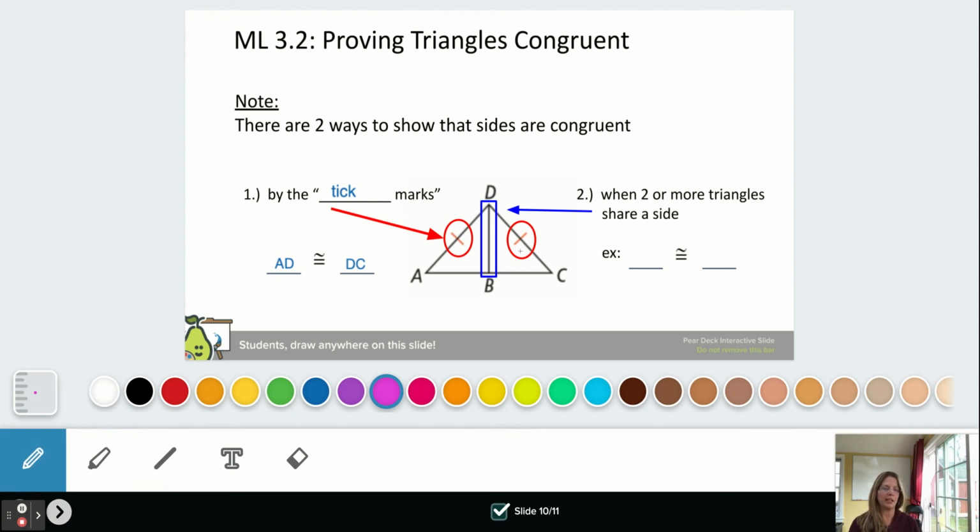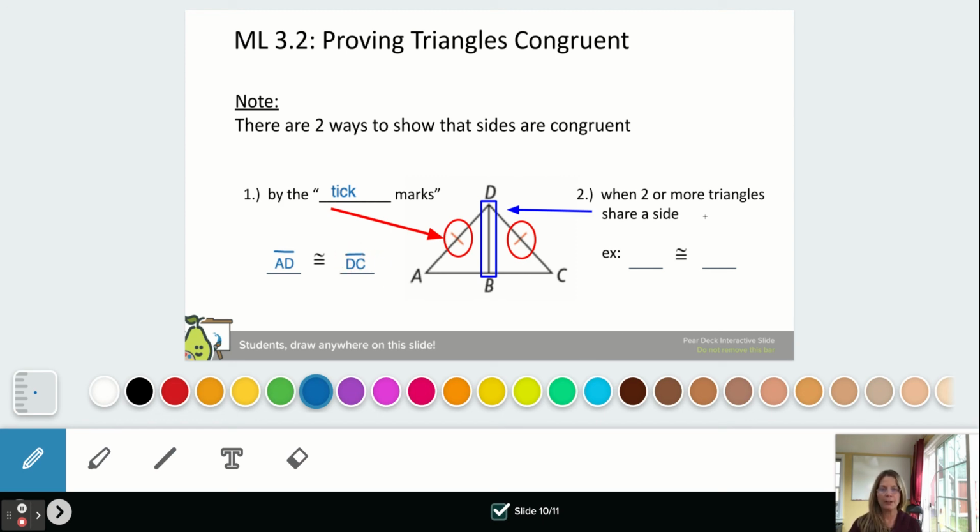I've been talking about these tick marks, sometimes called hatch marks, sometimes just called marks. If there's 1 on this side and there's 1 on that side, it tells you that segment AD, so notice I need my little line segment marking, is congruent to segment DC.